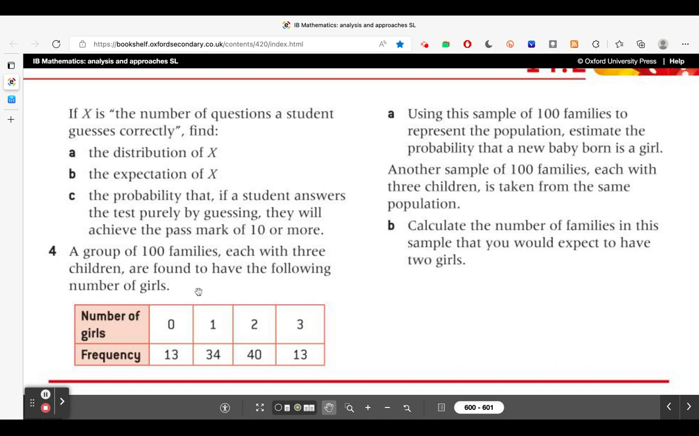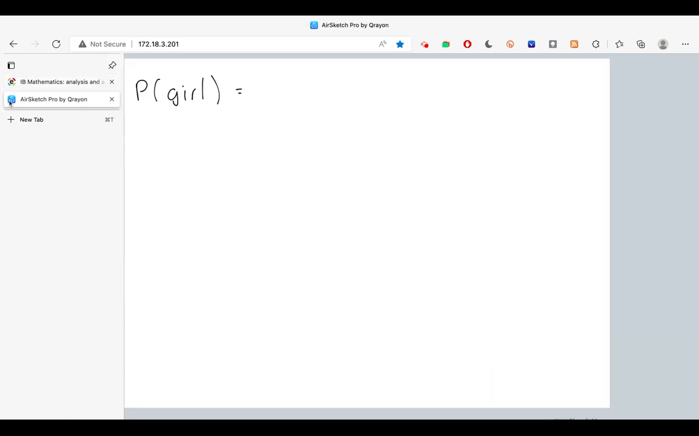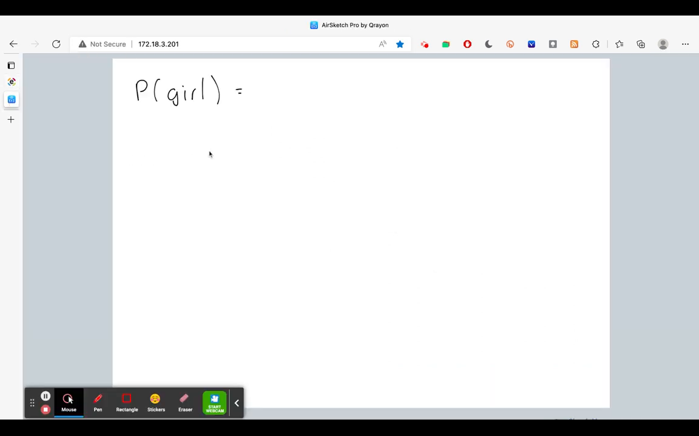So we've got this distribution here, and it says, using this sample, estimate the probability that a new baby born is a girl. So what we need to really do, just quite simply, is work out how many girls were born, and then treat that as a probability. So it's not too bad. So what is the probability it's a girl? Well, it's like an expected value calculation, really.